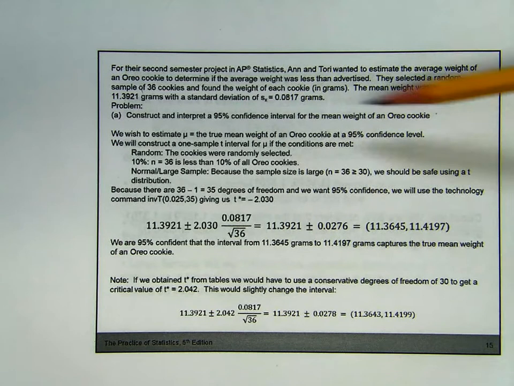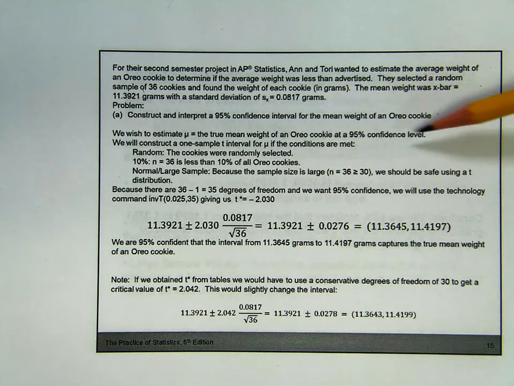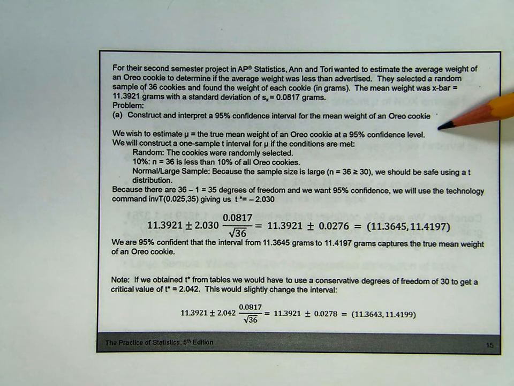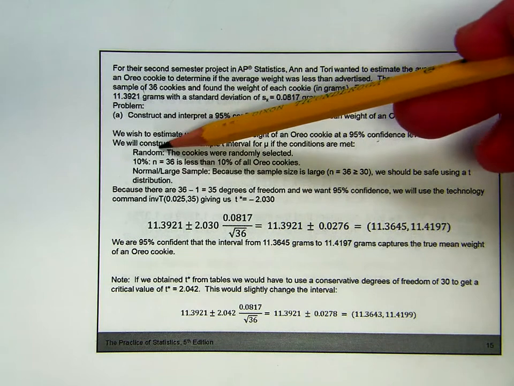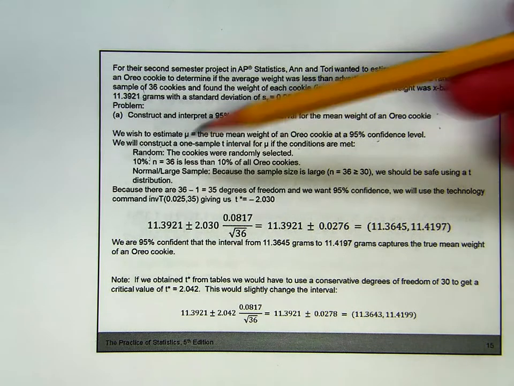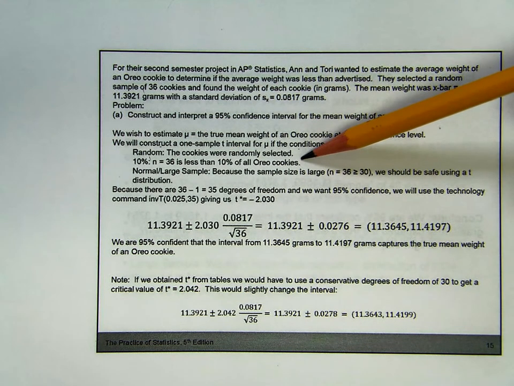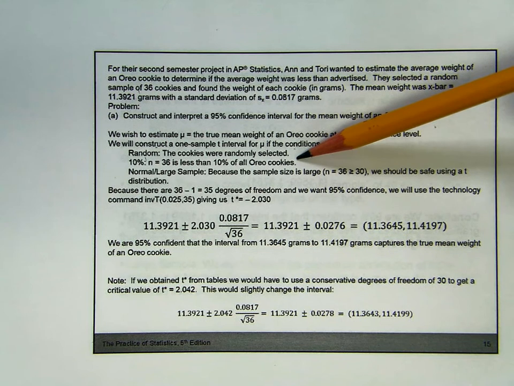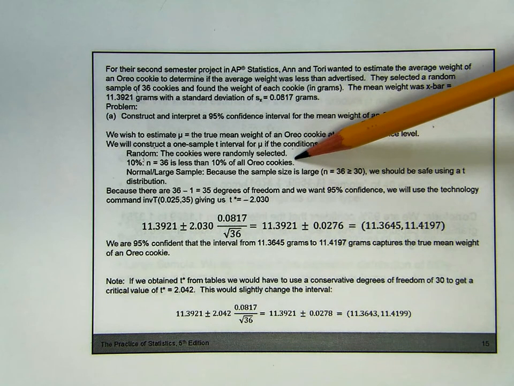Okay, we wish to estimate mu, the mean weight of an Oreo cookie, at a 95% confidence level. We will construct a one-sample t-interval for mu if conditions are met. Okay, random condition, it says specifically the cookies were randomly selected. 10% condition, sample size of 36, that's obviously less than 10% of all Oreo cookies. You don't have to assume that. That would be something that, if you've ever lived in a world and had a cookie, you would know.